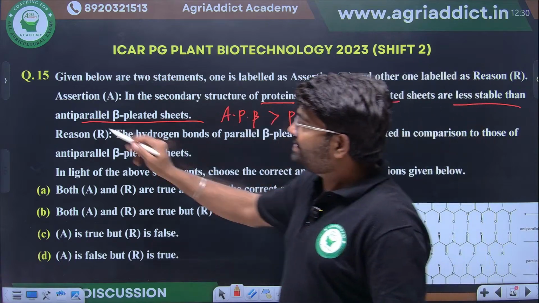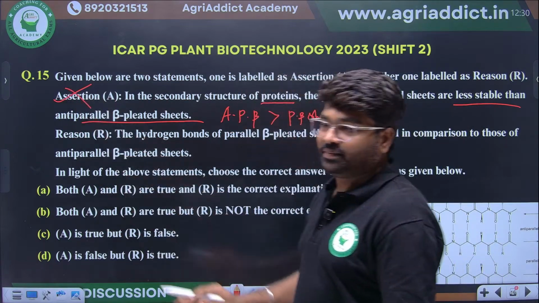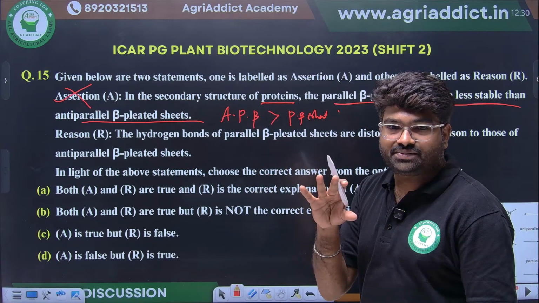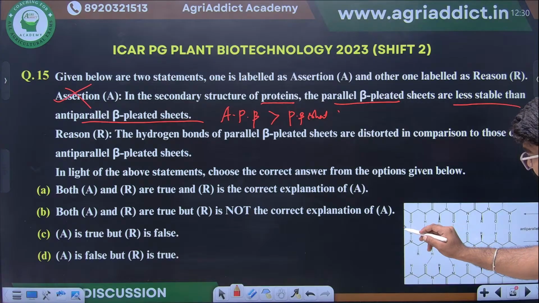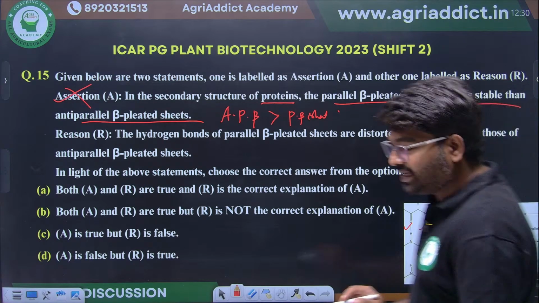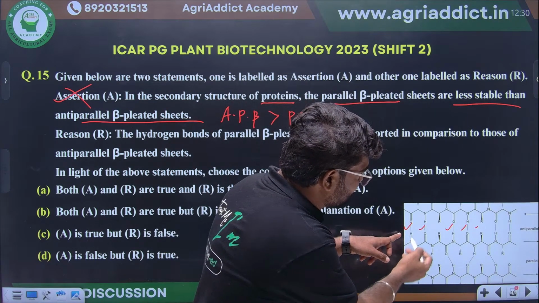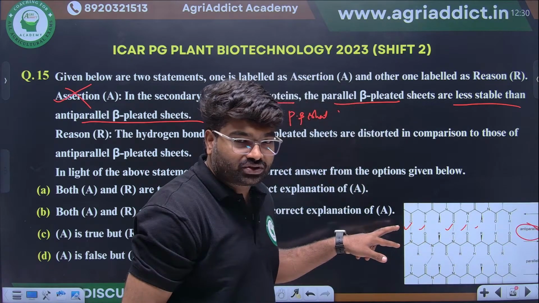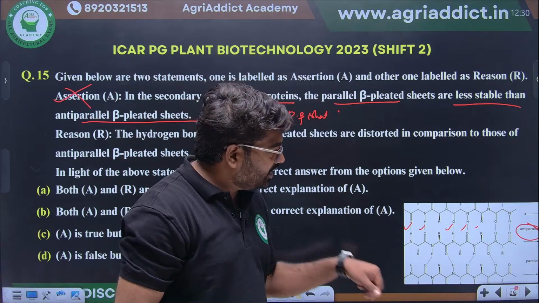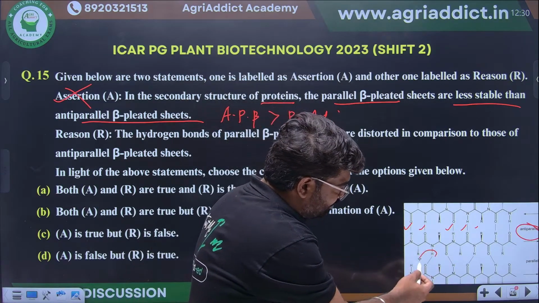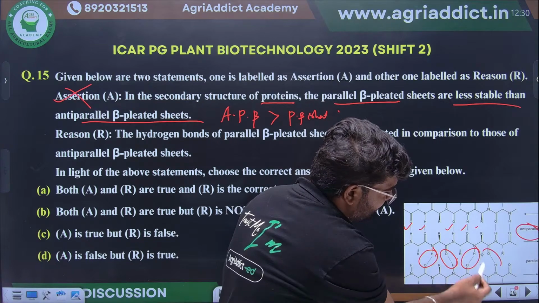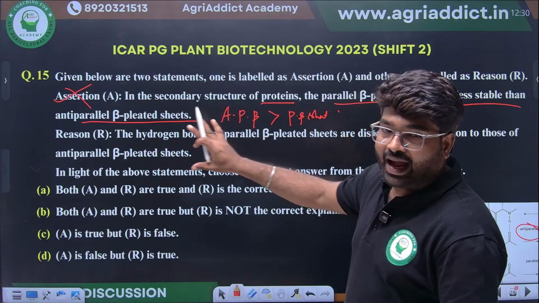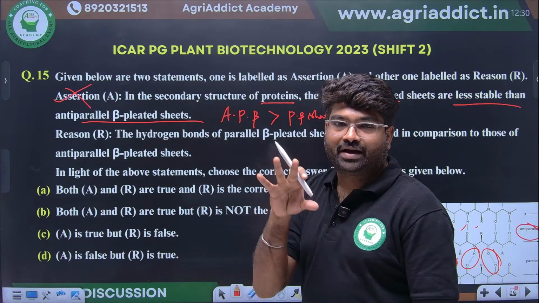Why are antiparallel sheets more stable? It is about the hydrogen bonding between the beta sheets, which lie on each other. You see in this figure, it forms a straight hydrogen bond in antiparallel. Because of this, the interaction between the two strands will be more, so it is the more stable one. But in parallel, the hydrogen bonds will be distorted. That's why antiparallel beta sheets are more stable compared to parallel beta sheets.